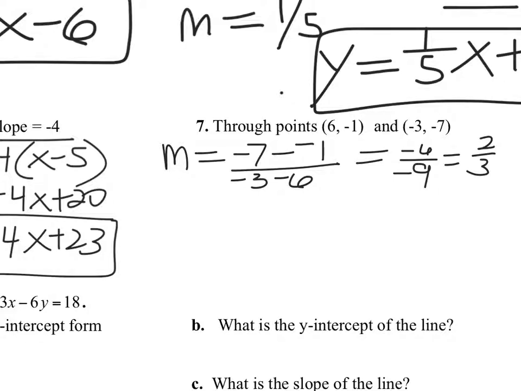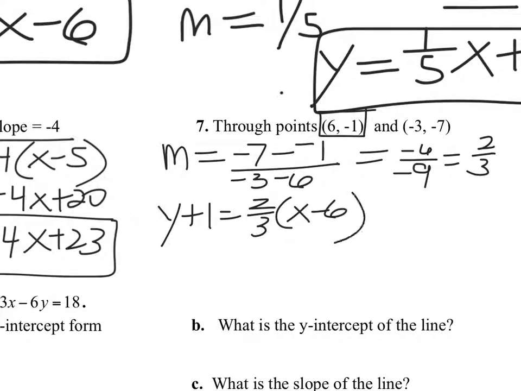So let's go ahead and use 1 point. Doesn't matter which point you use. I'm going to use the point 6, -1. And I'm going to put this into point slope form because those are the things I have. So I'm going to go y plus 1 equals 2/3 times x minus 6.